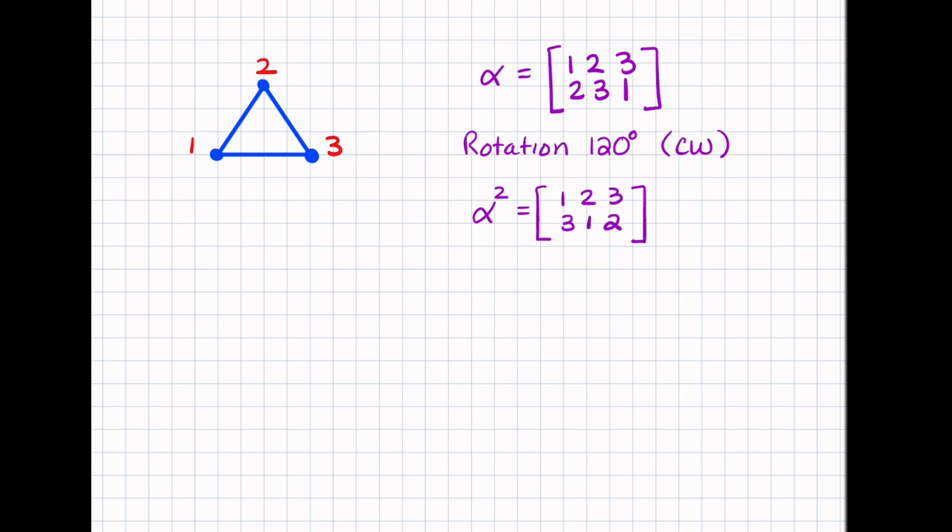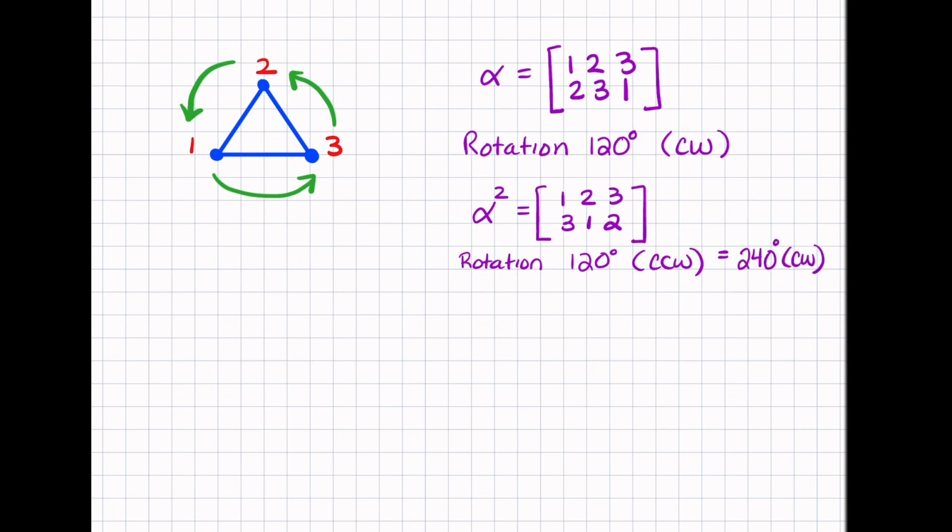So then we ask what alpha squared will do. It gives us the 3, 1, 2 permutation, which if we map where every number goes to, 1 goes to 3, 2 goes to 1, and 3 goes to 2, we see that this includes a rotation of 120 degrees in the counterclockwise direction, or the same as 240 degrees clockwise. And so those are the 2 rotational symmetries, as a third rotation would bring us back to the identity.